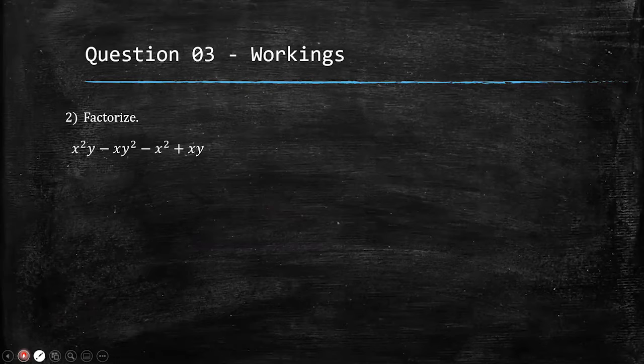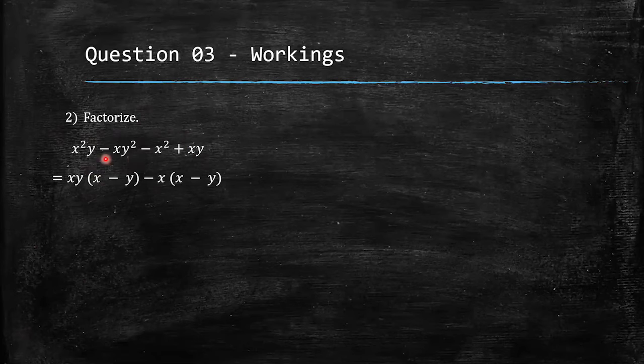Now let's move to the second question. It states x squared y minus xy squared minus x squared plus xy. So you are given an algebraic expression you need to factorize. Now you know here you have 4 terms. So you separate from the middle, so that you have 2 terms on your left hand side, 2 terms on your right hand side. If you take the first 2 terms, you can see x is common in both terms and y is common in both terms. So you take the product xy from the 2 terms as a common factor.